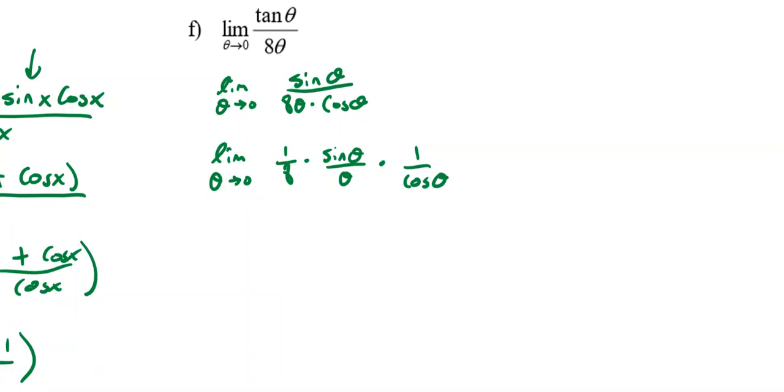Okay, so now plugging all that in, that would just be 1 over 8 times 1 times 1 over 1, which is 1 over 8.